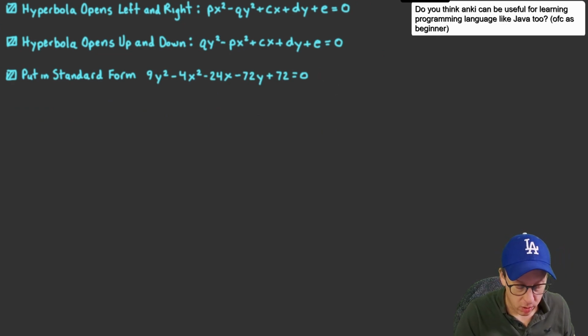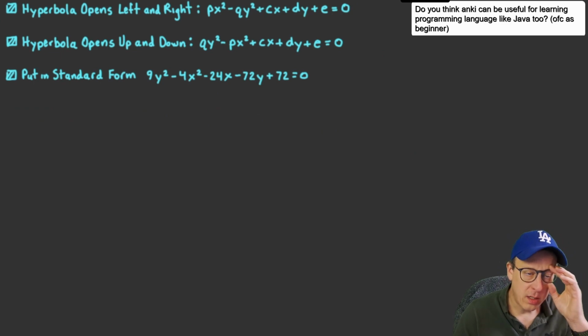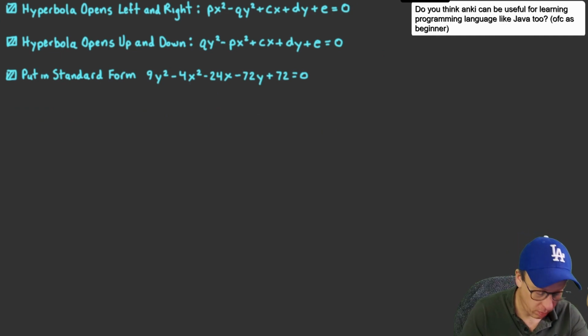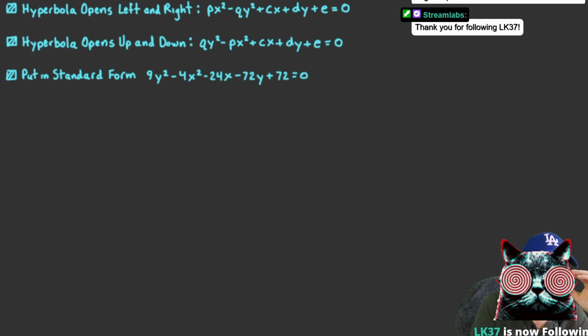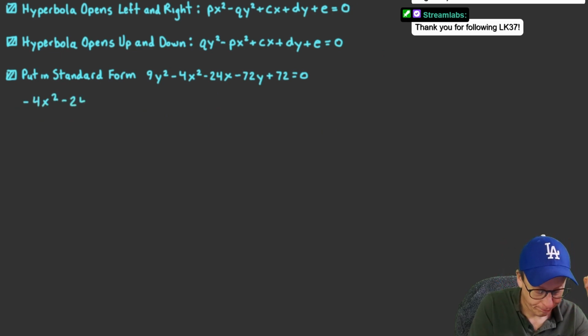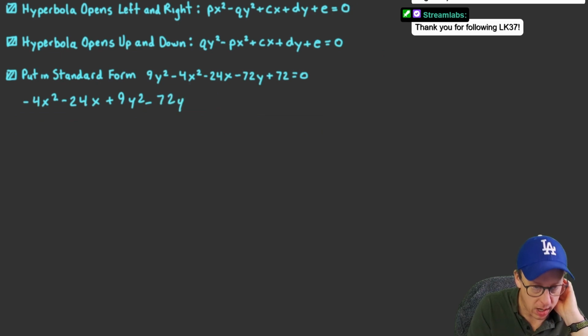Okay, so we're going to convert this into, whoops, didn't mean to do that. Let's put it into standard form. So what I want to do first is group my like terms and move them all over to the right. Let's just use blue because I think it's easier to see on the screen. This is going to be negative 4x squared minus 24x plus 9y squared minus 72y. And this is going to be equal to negative 72.